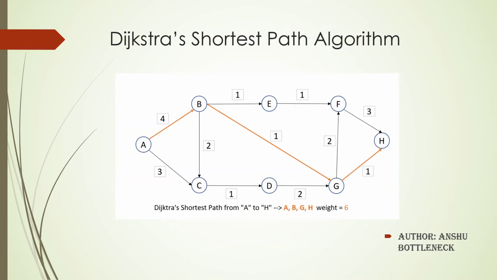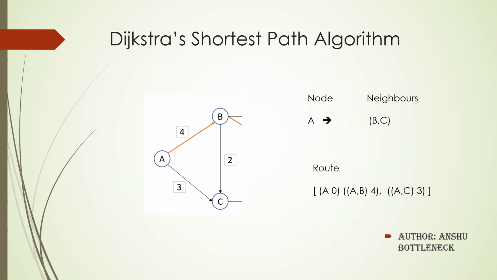So let's see an example of Dijkstra's shortest path algorithm. So here we see we have a node starting from A, B, C, G, H. So this is the shortest path from A to H. So it is eliminating, or it has dropped C, D, E, F. So now while considering the shortest path, let's take a node by node. At first it starts with A, it calculates the distance from A to B, A to C.